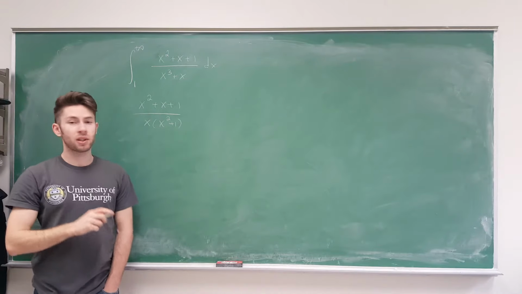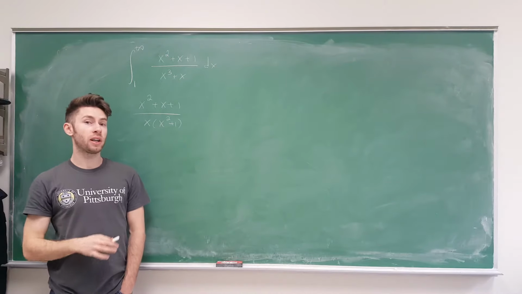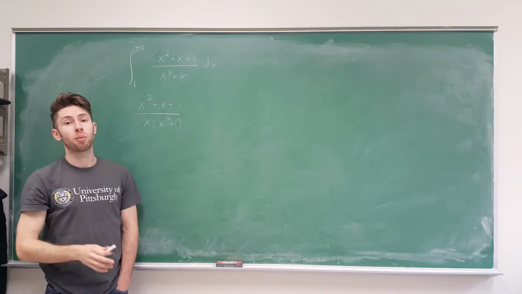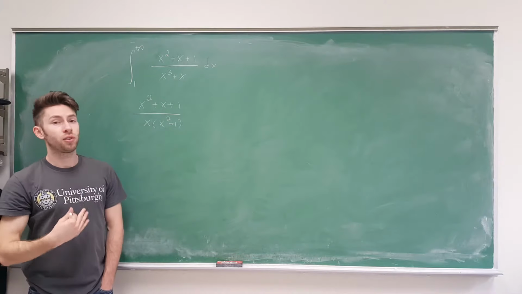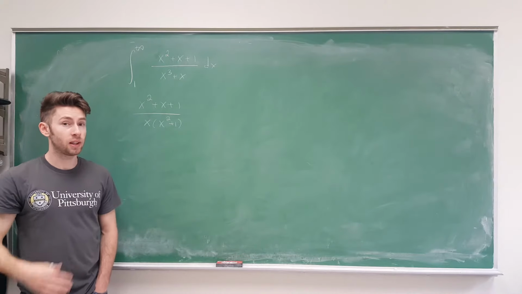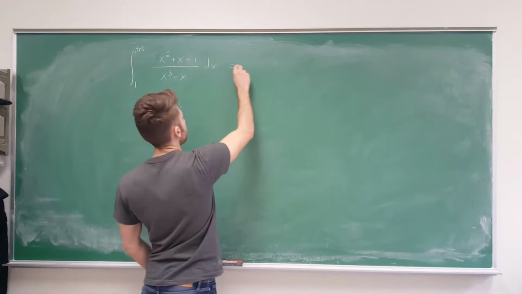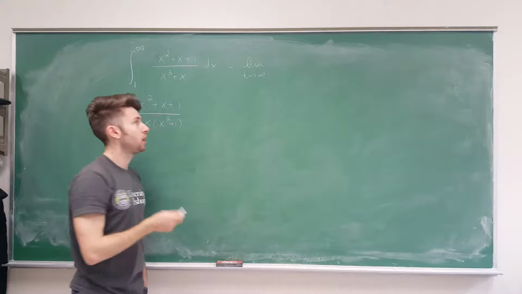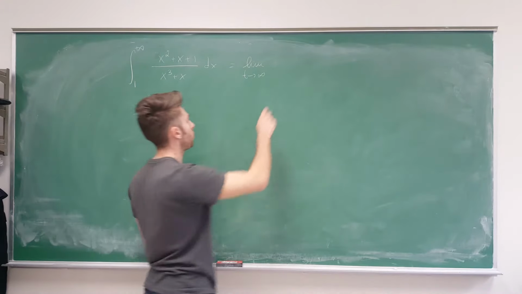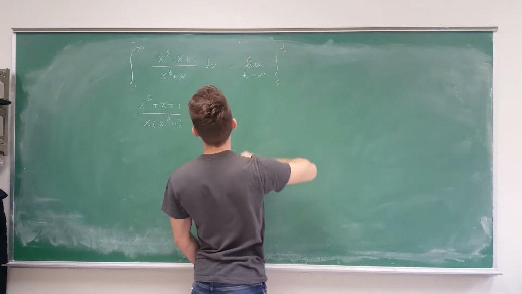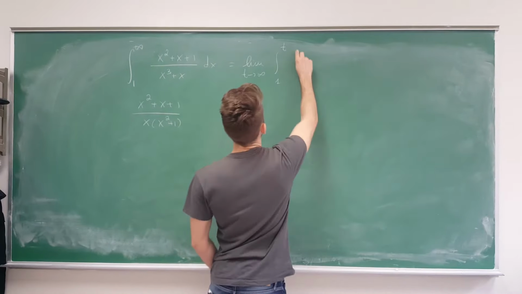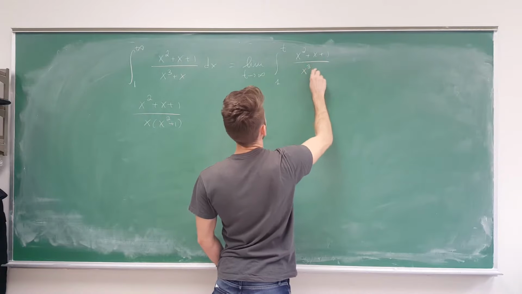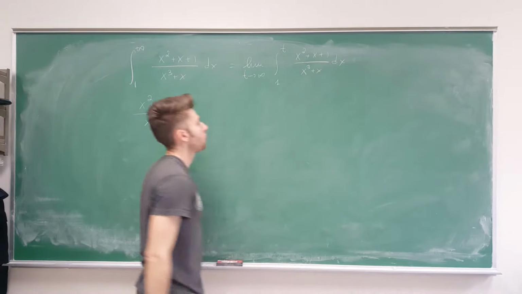So it's x times x squared plus 1, which is 0 only at x equals 0, and that's not within this interval, so this is improper only at infinity. Therefore, we have to interpret it through a limit. That's the definition of an improper integral. So introduce a parameter t, that's the limit as t goes to infinity, integral from 1 to t of the function.